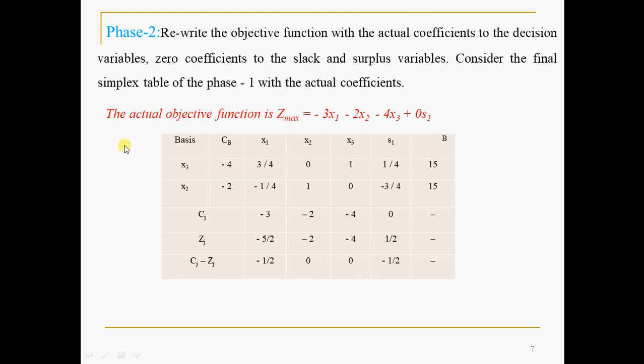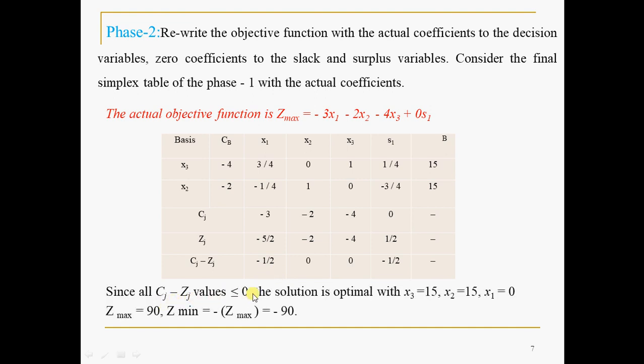So what is your observation in phase 2? In the first simplex table itself, all Cj minus Zj are lesser than or equal to 0. Hence the solution is optimal. Since all Cj minus Zj values are less than or equal to 0, the solution is optimal. So with x3 equal to 15, x2 equal to 15, and whichever has not appeared in the basis, totally you had 3 basic variables. X1 has not appeared, before that itself you have got the optimality, hence x1 is 0.